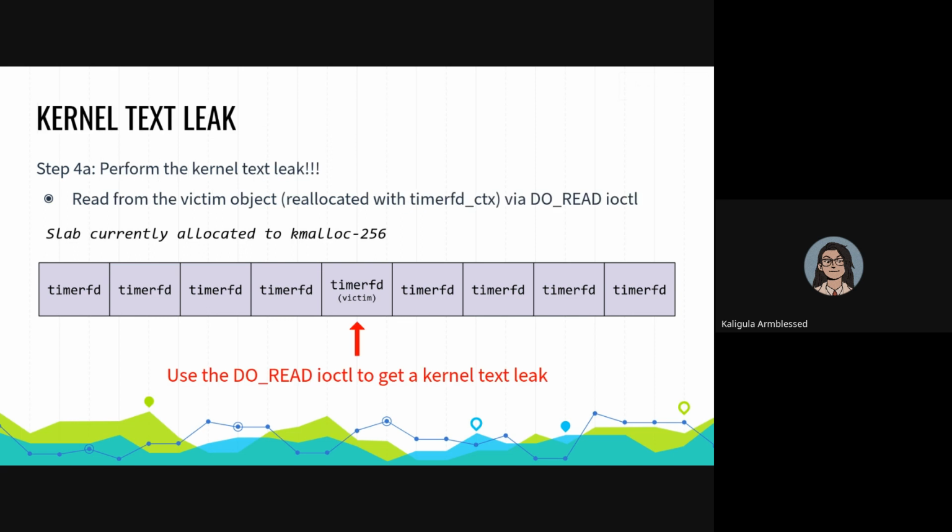Next, before we do anything, remember we need to perform a kernel text leak because we need to calculate the kernel base so that we are able to do our ROP chain. So we need to read from the victim object via the do_read IOCTL. And remember, because IDX was 0 from timerfd, we are actually able to leak memory from this object.